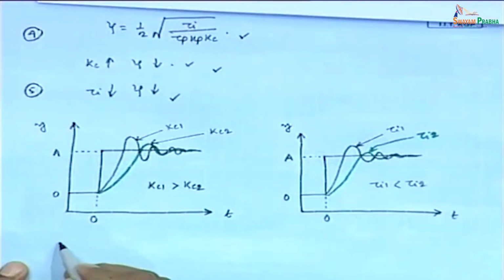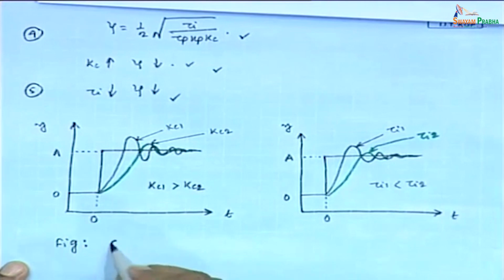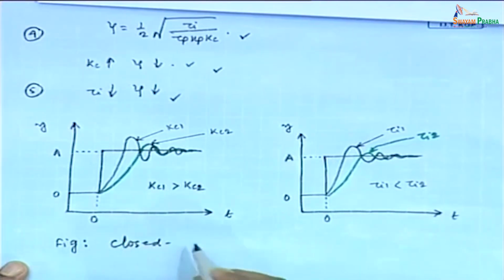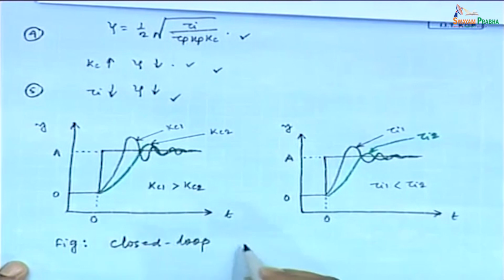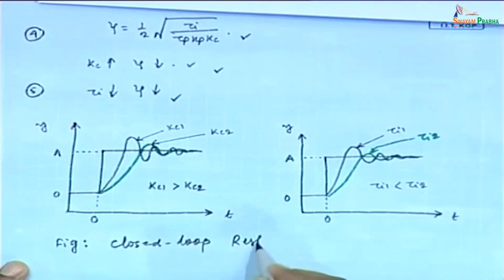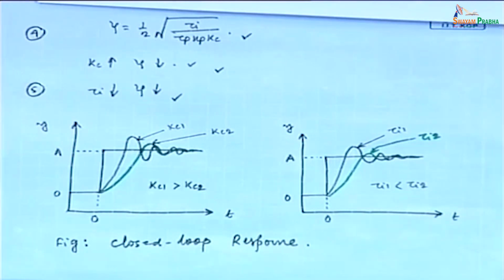So, first one is the closed loop response with the variation of Kc, and second one is the closed loop response with the variation of tau I. So, these 2 points 4 and 5 clearly say that we need to judiciously tune the values of Kc and tau I.